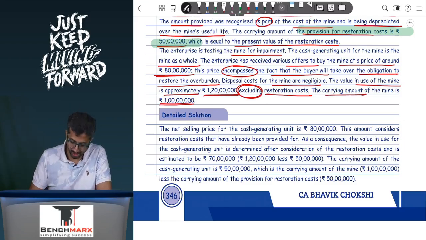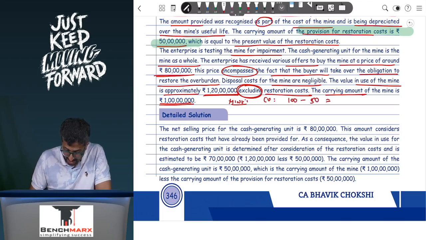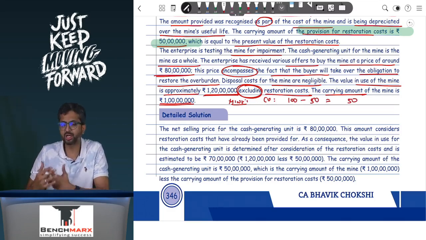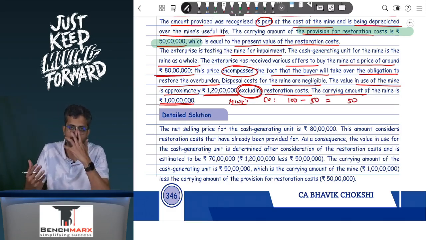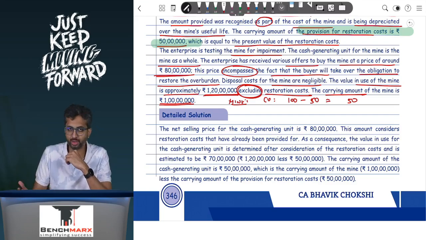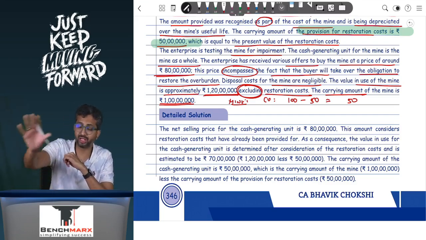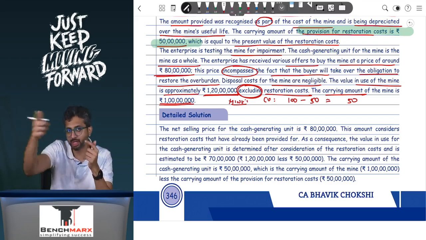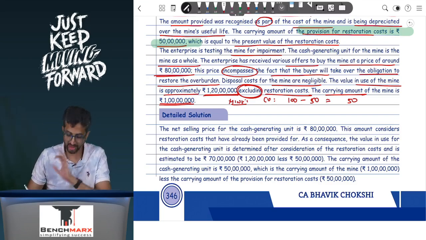So what do you have to find? Well, you have to find the impairment, in which case you will calculate the carrying value. Carrying value is 100 minus 50. This is important. That is equal to net 50. I can't compare 100 directly with 80 because the buyer is paying you not just for the asset, the buyer is paying you for taking over asset and liability both, and hence that 80 has to be compared with the ledger balance of asset and liability both.